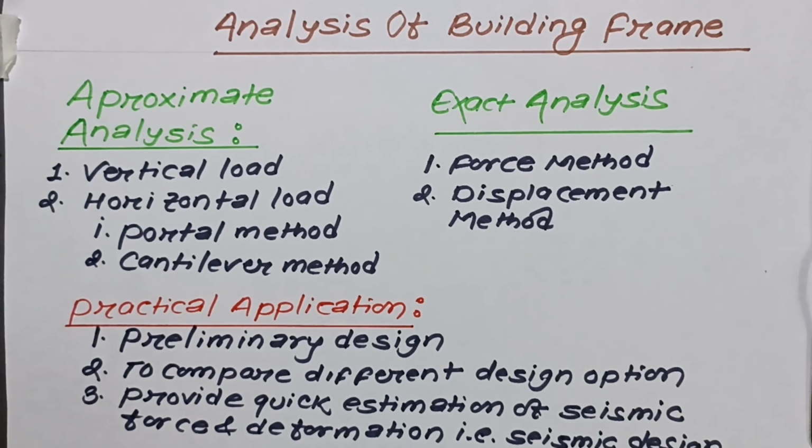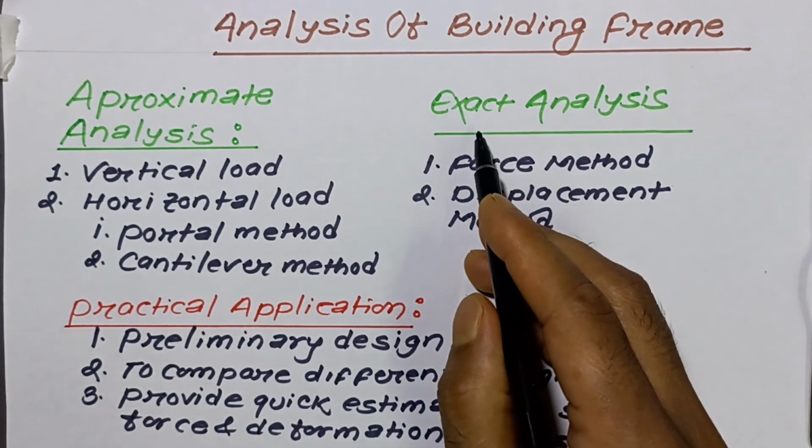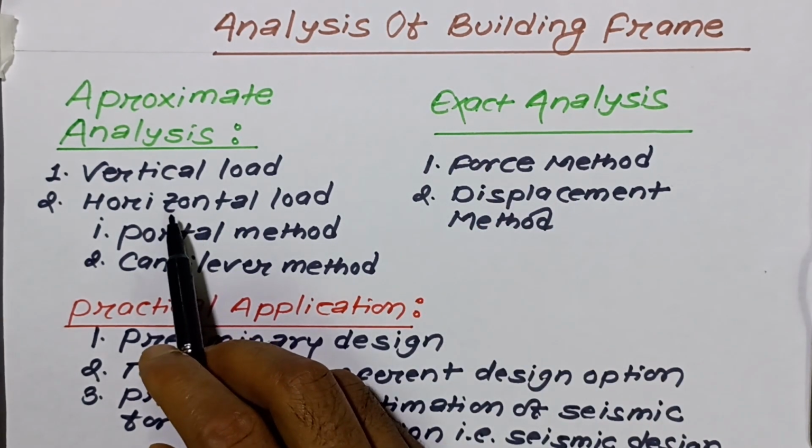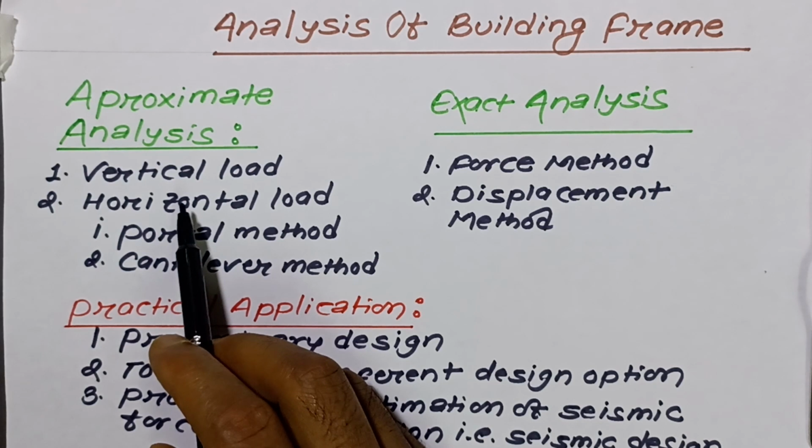Subject: Structural Analysis 2. The title of this topic is analysis of building frame. For the analysis of the building frame, there are two types of method. The first one is approximate analysis, and the second one is exact analysis. There are three methods for the approximate analysis.